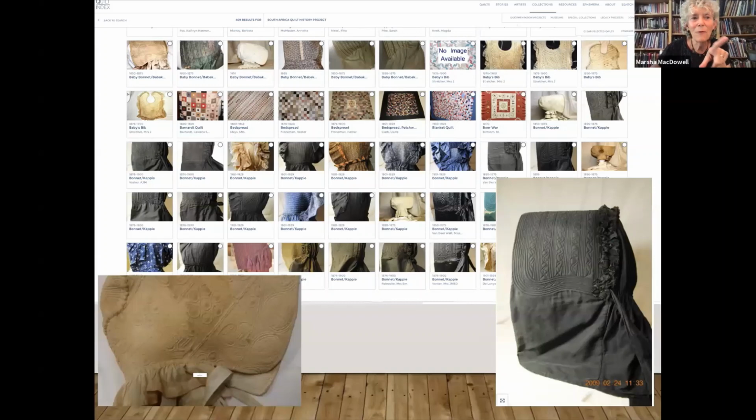But every one of those bonnets is made with corded quilting. And they're just stunning patterns. And some people have done some research and think that they're connected to French quilting traditions, but no matter where they have come from, they are seen as a symbol of Afrikaner cultural heritage.